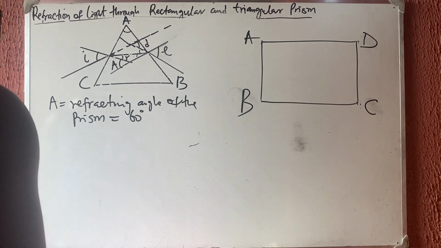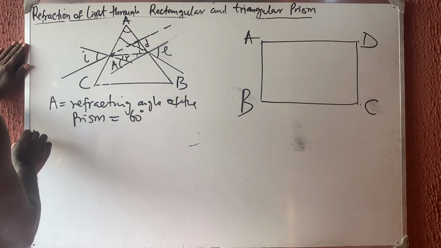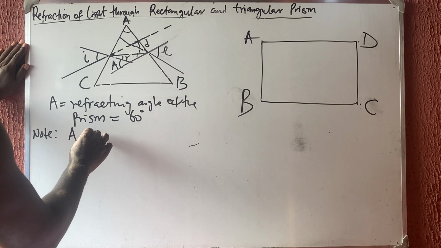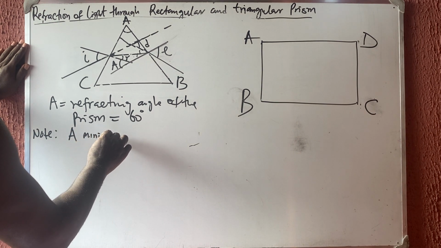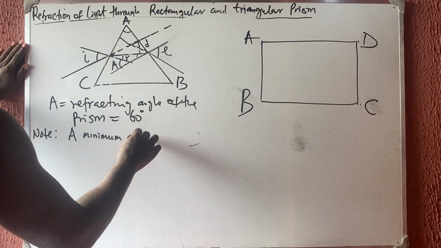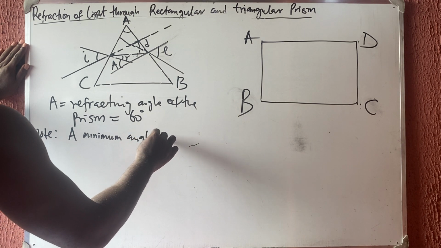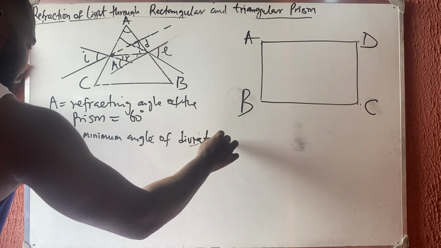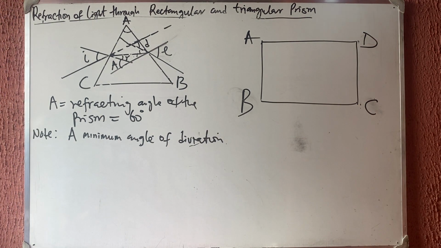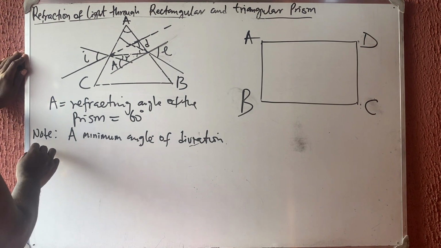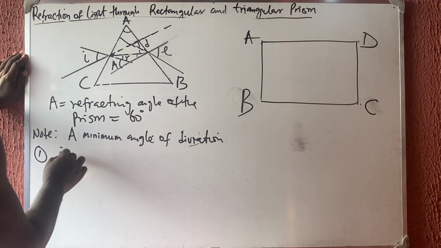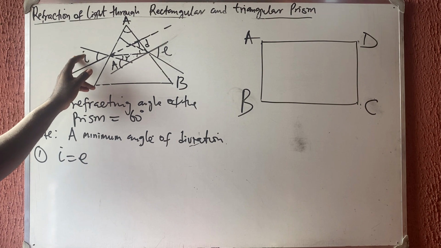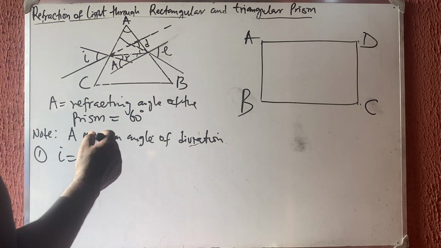But there are some things you need to note at minimum angle of deviation. Number one, you need to know that your I is equal to E. At minimum angle of deviation, your I is equal to E. That is one thing you need to know.